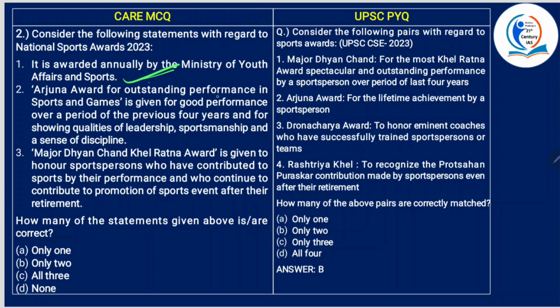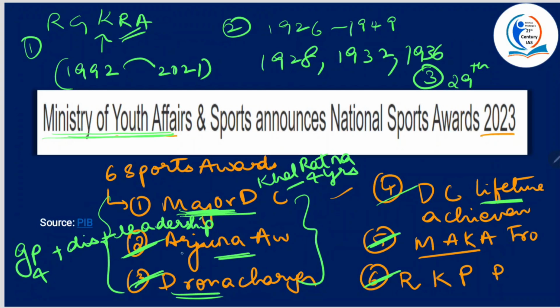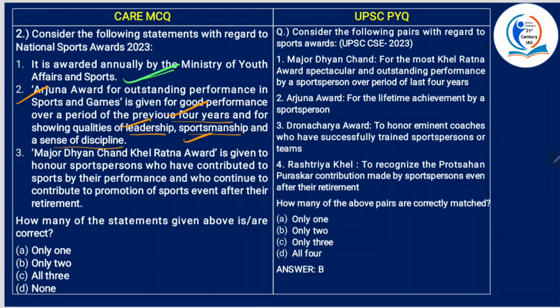Arjuna Award for Outstanding Performance in Sports and Games is given for good performance over a period of previous 4 years and for showing qualities of leadership, sportsmanship, and sense of discipline. All these 3 qualities. 4 years good performer, leadership and sportsmanship with a sense of discipline. So this is also correct. We have just seen in the categorization part here, Arjuna Award is given to 4-year good performer plus displaying discipline and leadership qualities. So this statement is also correct.